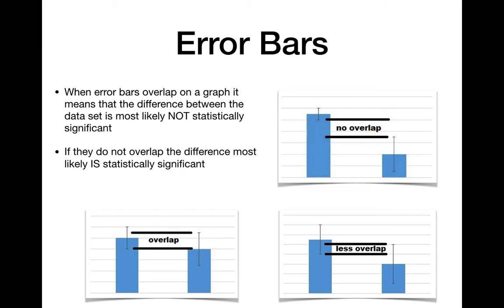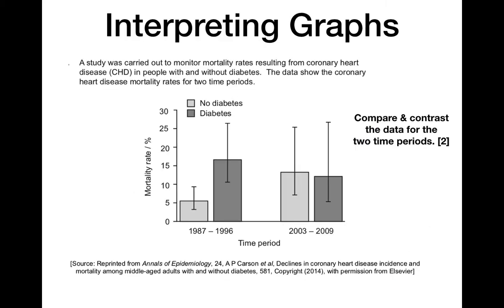Okay, so if they do not overlap, like in this case, most likely the data is significant. The difference is caused by something besides random chance. But you can't be sure until you do a statistical test. We're going to start next class learning about the t-test and Pearson's correlation. Those are simple tests you can use depending on what your data set is.